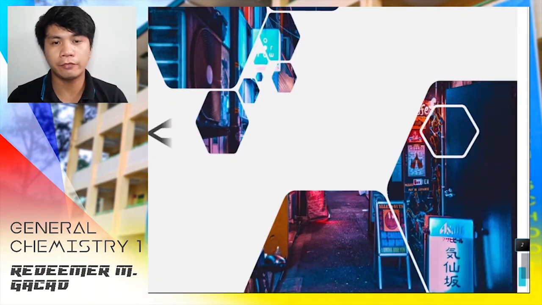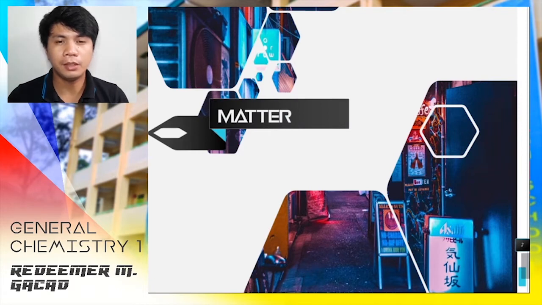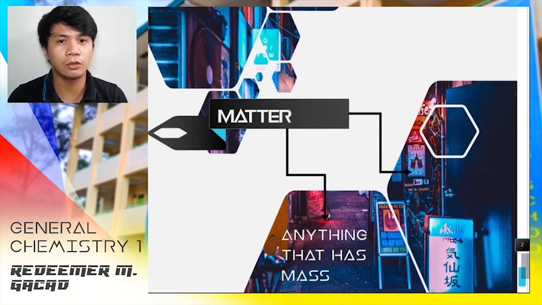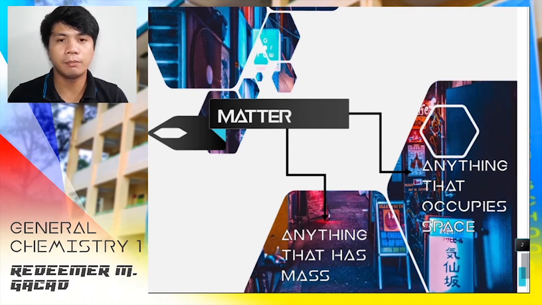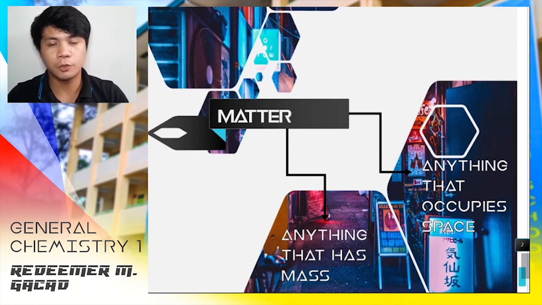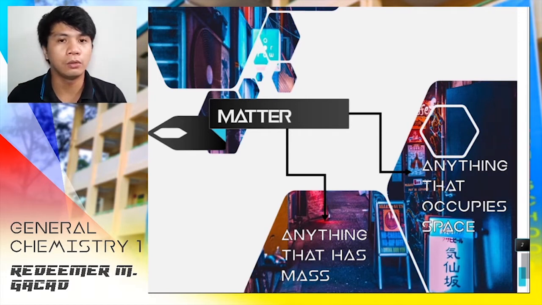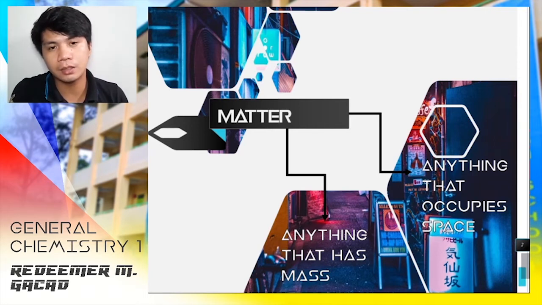Now, let's begin by defining matter. Matter is defined as anything that has mass and occupies space. Pag sinabi nating mass, this is the measure kung gaano karaming matter ang laman ng object na yun. So, kung mas maraming matter yung laman ng object, then it is more massive. The space occupied by the object naman is what we call volume. Okay? So, kung gaano kalaki yung object. So, anything that has mass at nag-occupy ng space or may volume ay considered matter.